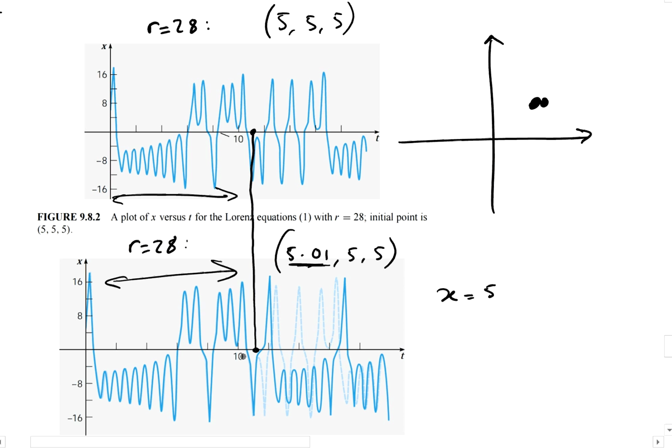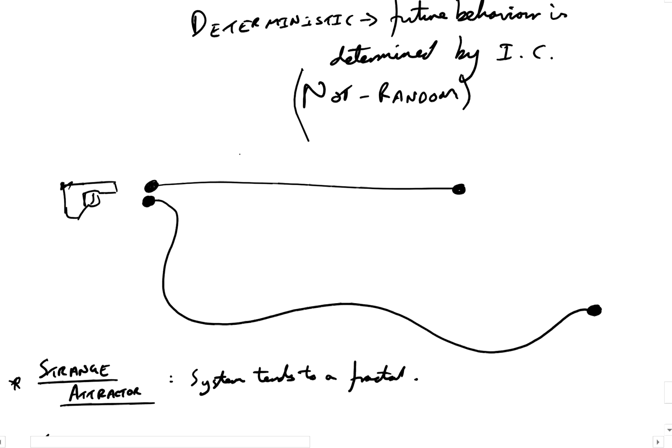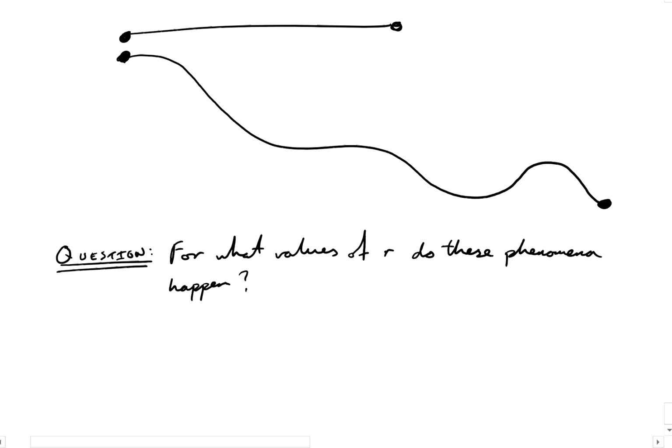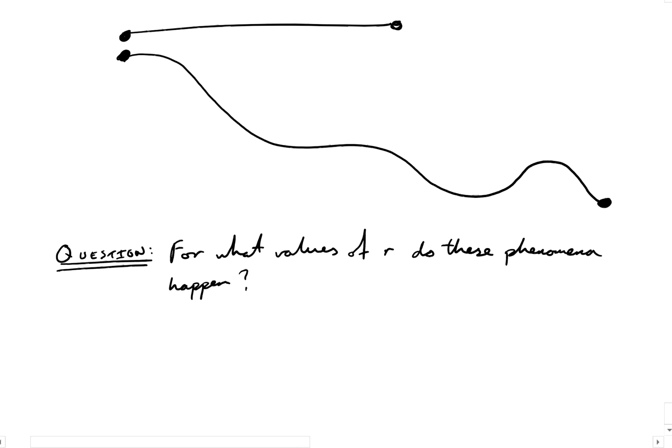So beyond this point, suddenly we end up with totally different points. Basically, what Lorenz wanted to look at is: for what values of R, how does R affect this chaotic behaviour? What happens as we vary R? For what values of R do these phenomena happen? And this is exactly what he did.